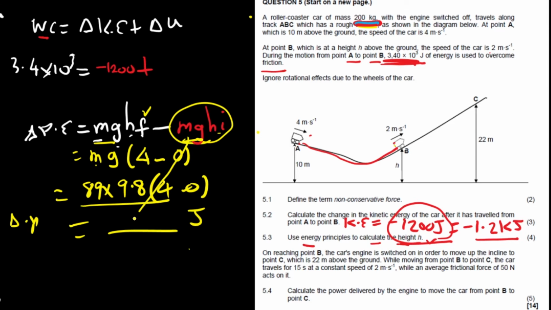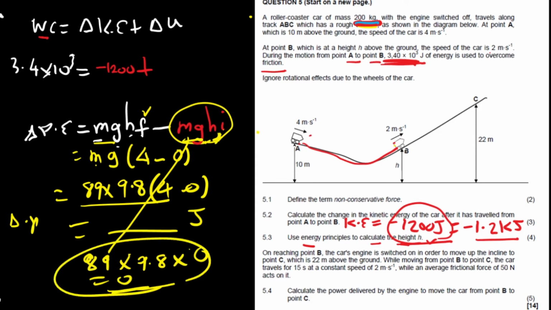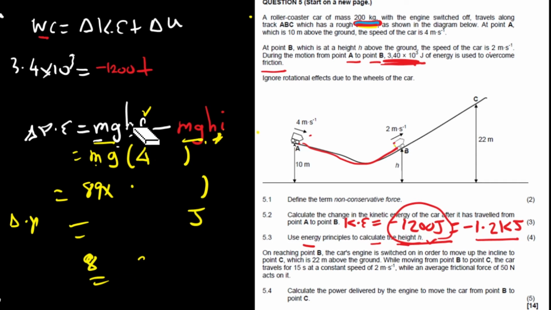Because look, what is my mass? My mass is equal to 89 kilograms times gravitational 9.8. But when I was on the ground, it was 0. So when there's no height, there's no potential energy. So potential energy depends on the height, while kinetic energy depends on the velocity.